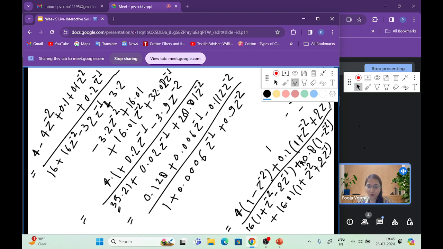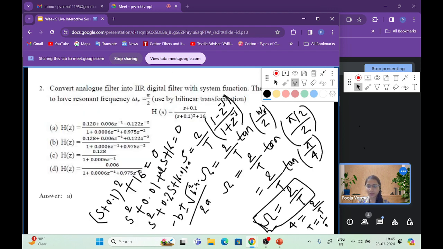Now it has been normalized, then we need to find which option will be matching. So approximately it is matching option A, right? 0.128 plus 0.006 z inverse minus 0.112, where we are getting 0.112, but there is some calculation difference. So the correct option is option A. We need to solve this question like this.